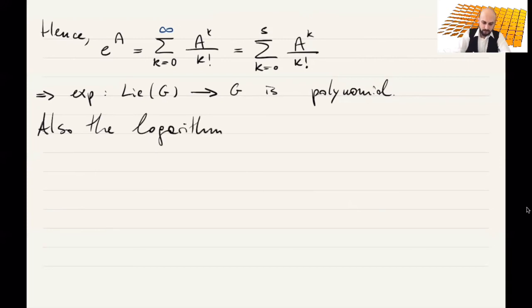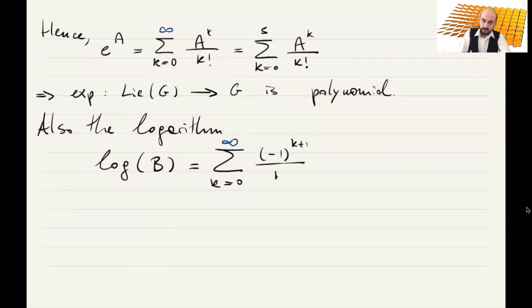So we have the formula for the log of b. Now we have to think of b as something that a priori is close to the identity matrix. It is the series, k from 0 to infinity, of minus 1 to the k plus 1 divided by k, that multiplies b minus the identity matrix to the power of k. So this is the general formula.